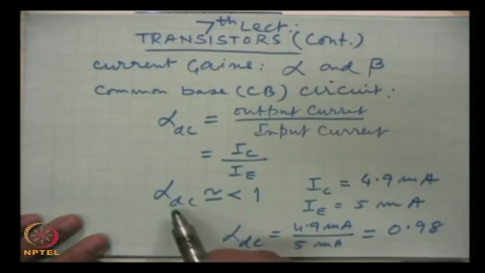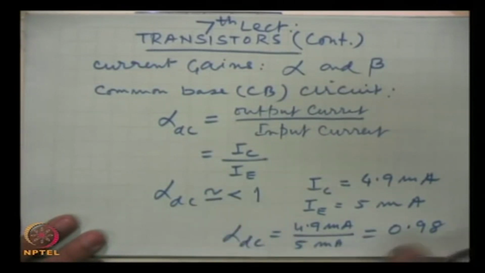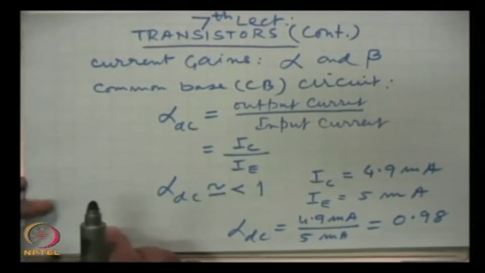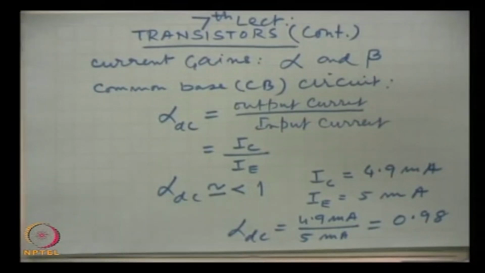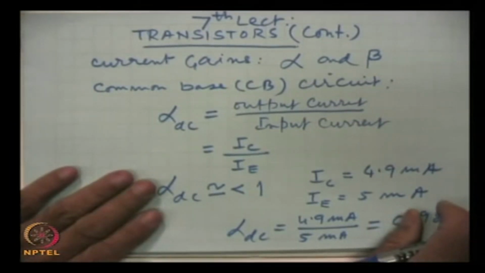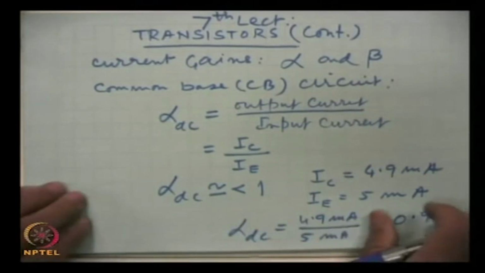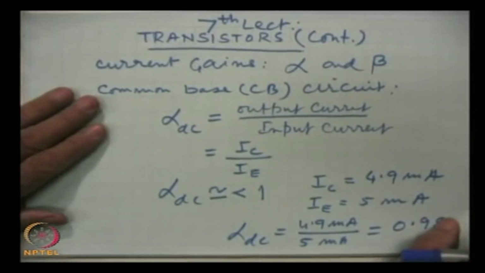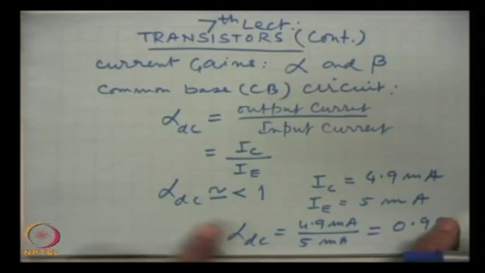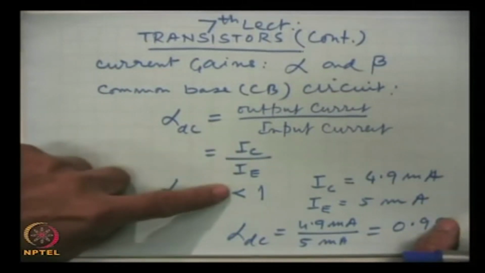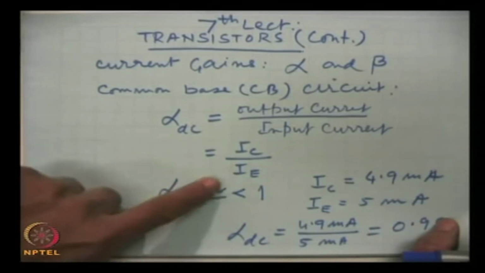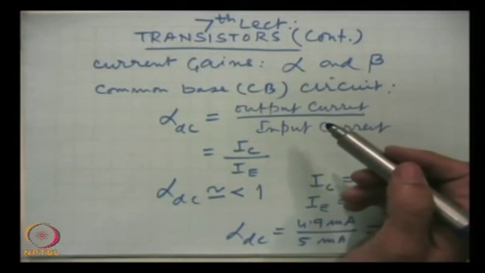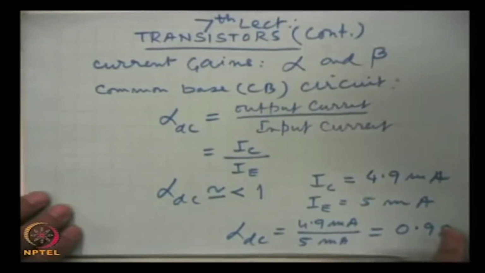And common base circuit is an important case when we talk of the working of transistor and in many other situations. So, alpha DC is a fundamental quantity that we will remember, but it is less than 1. In fact, in common base there is no real current gain, because output current is less than the input current. So, there is a power loss, but still because of this ratio it is always called the current gain.